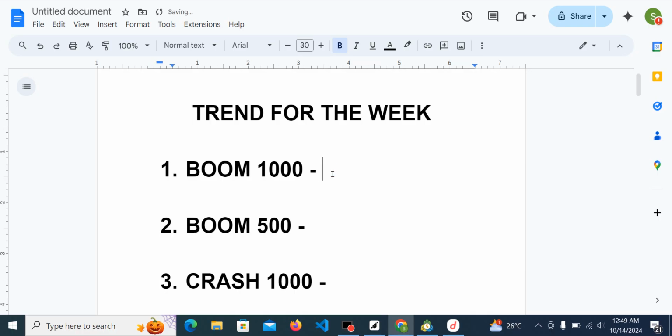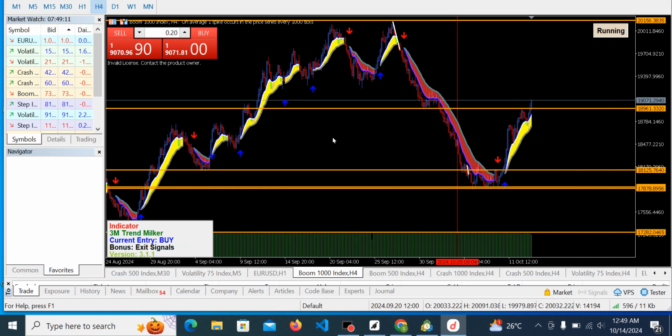Okay, so quickly let's go straight into what we have right here, starting with Boom 1000. Just like you guys have seen this, I'm on H4, and of course this particular setup is called the 3M Trend Milker Trading Indicator. It is a custom made indicator, and with it we will be able to analyze the market very easily. Okay, so this is very, very important. Okay, so this is Boom 1000 on H4.